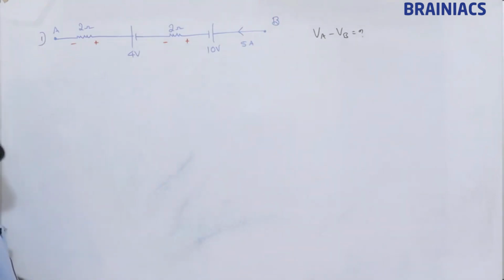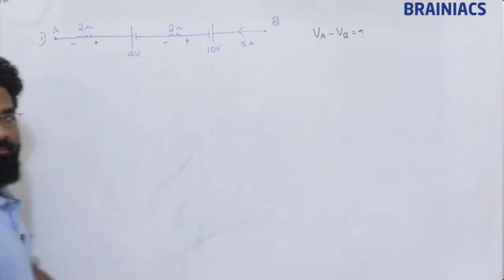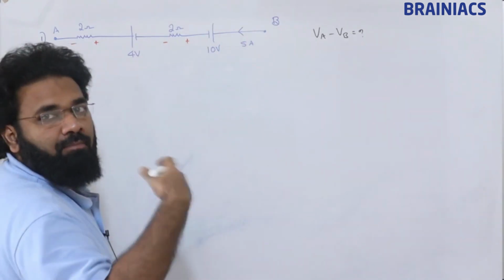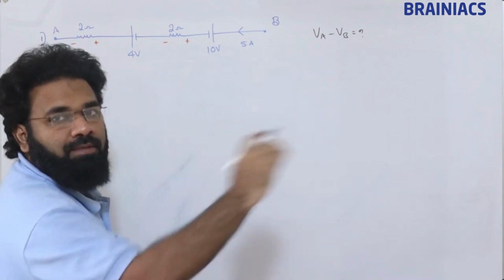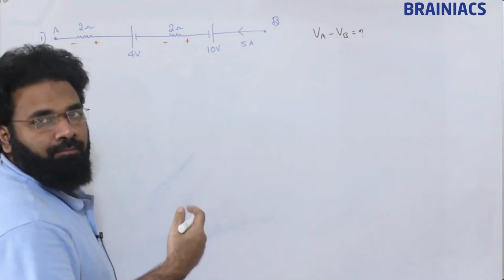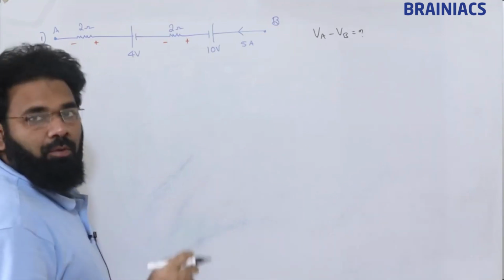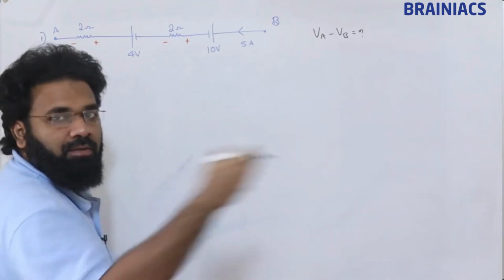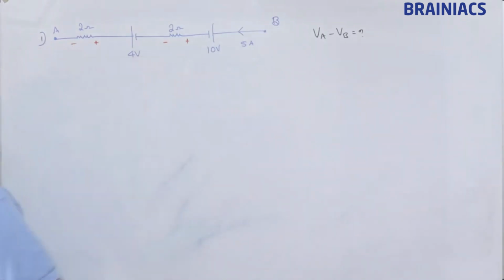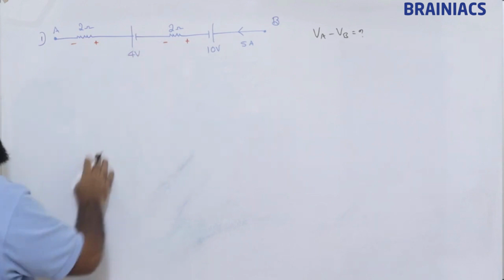If current is not given, we should take a random direction. Then just by assumption, we can mark a current, we can mark plus and minus. After that, when we get the result of current, based on the sign we will be able to say which side the current is. We have done like that. But here current is given. Without current we won't be able to find it.